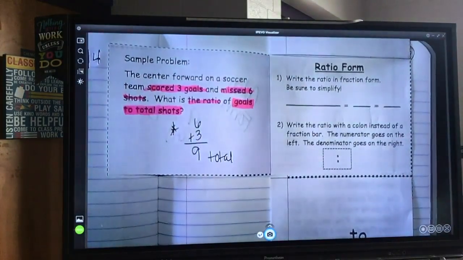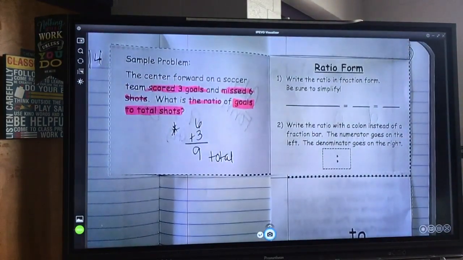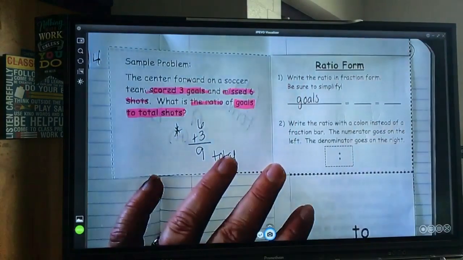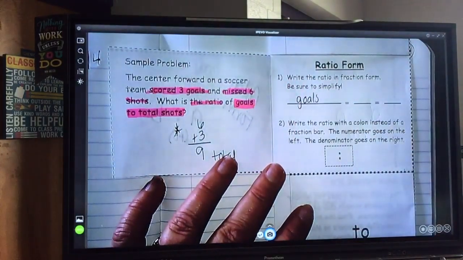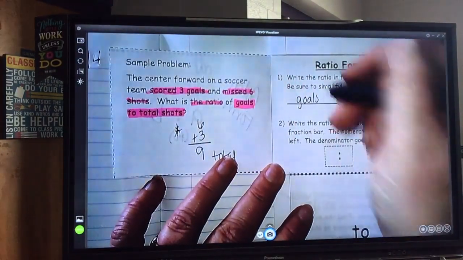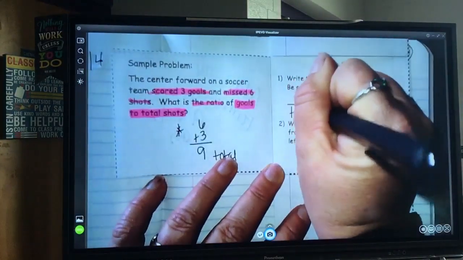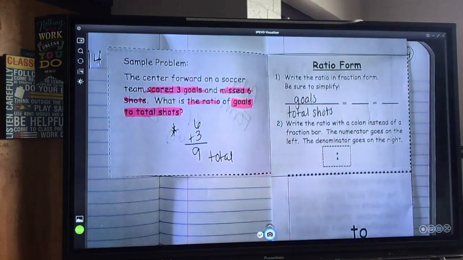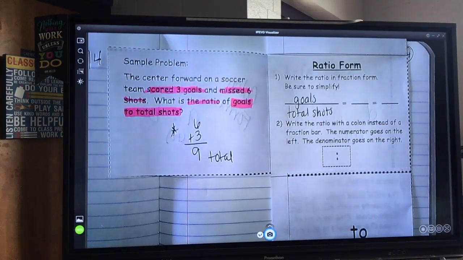Then it says write the ratio in fraction form. Be sure to simplify. The first thing we're going to write on the top line is that the number on top is going to equal our goals, and the bottom number is the total shots. Why did we put goals on top and total shots on the bottom? Brock? Because it says in the question, what is the ratio of goals to shots? Right, so it means goals to shots.